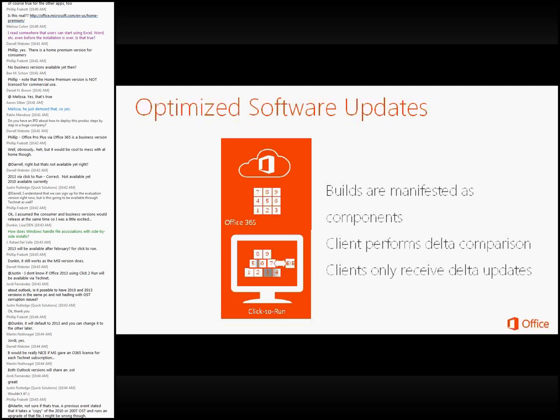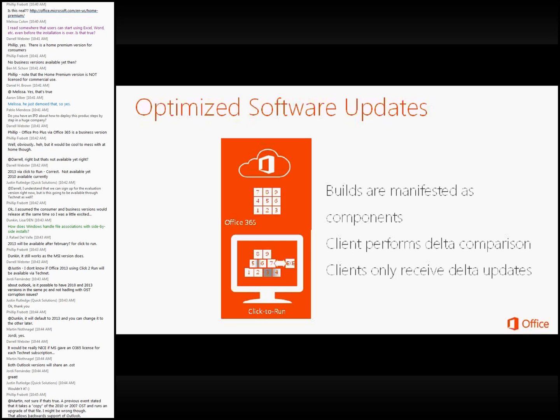Right, so by default, updates are performed automatically. It checks every day to say, hey, is there a new build? And when Patch Tuesday comes around, a new build will be available in the cloud. And then the client's going to say, hey, what version do I have now? What version is available in the cloud? And it's only going to download the deltas. Right, so it's very efficient. So we make sure that it does that delta comparison.